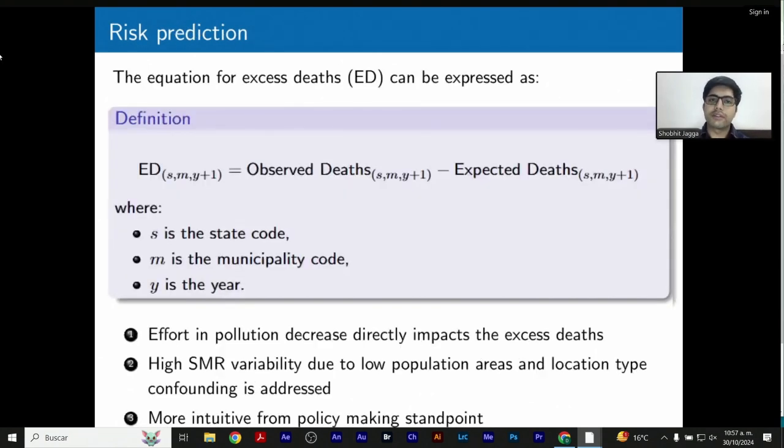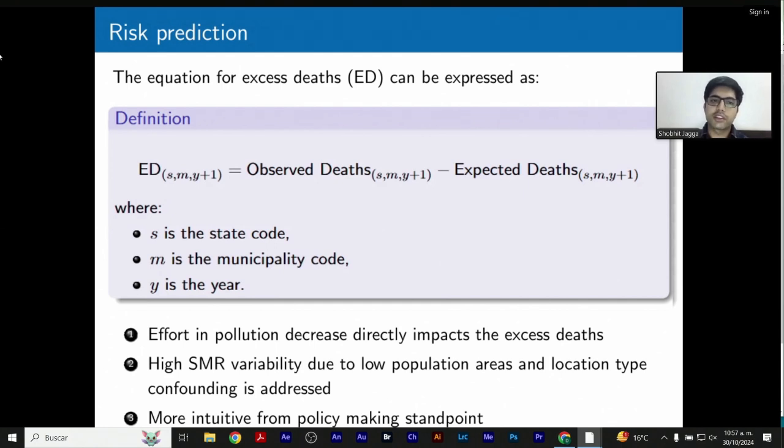I define the outcome variable which I am going to predict by the model to be the excess deaths, which is expressed as observed minus expected deaths for the municipality for the next year, which I will be predicting using the current year's risk factors.